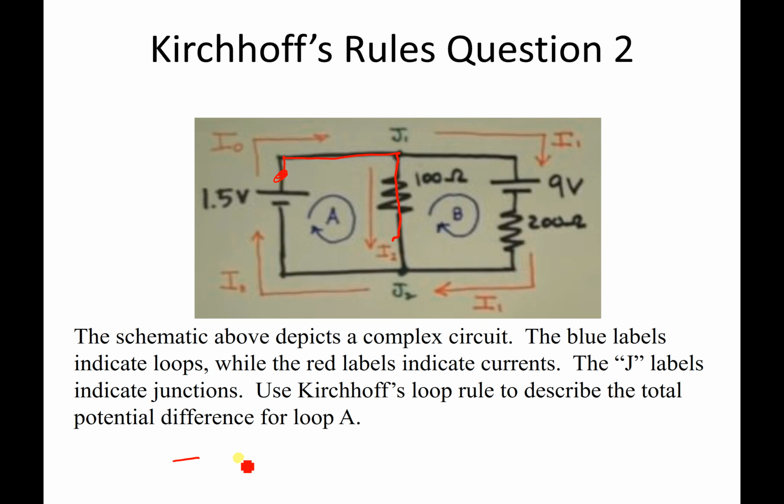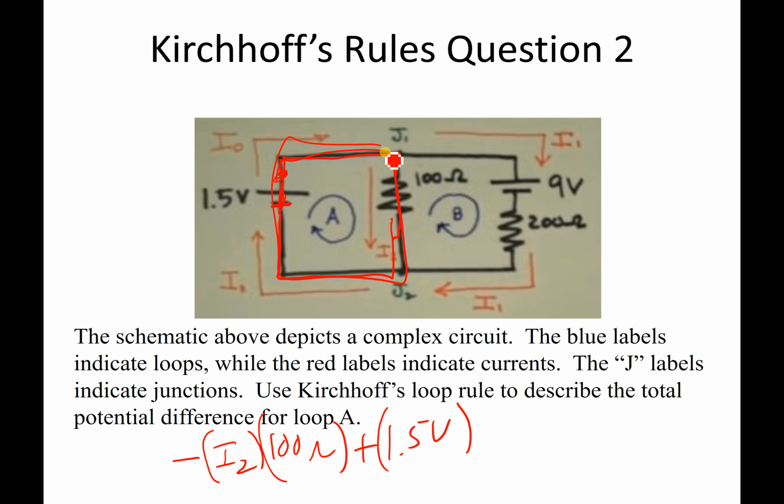So we're going to go negative I2 times the resistance there, 100 ohms. We're going to continue around loop A. This time we're going from the negative terminal to the positive terminal. When that happens, there's an increase in potential, so plus the battery voltage. And those are the only two circuit elements in this loop, so those have to sum up to be 0.